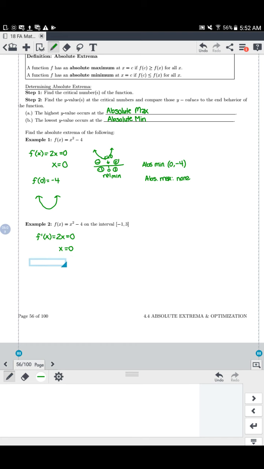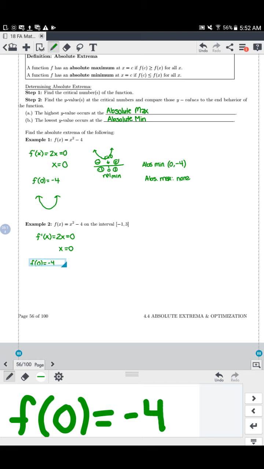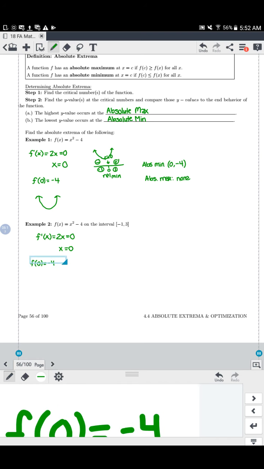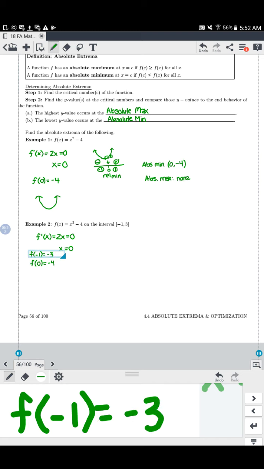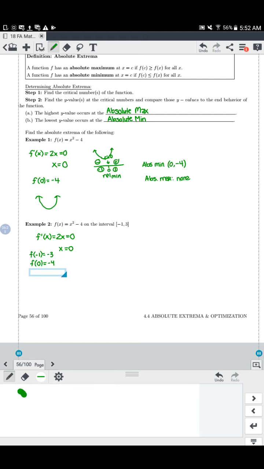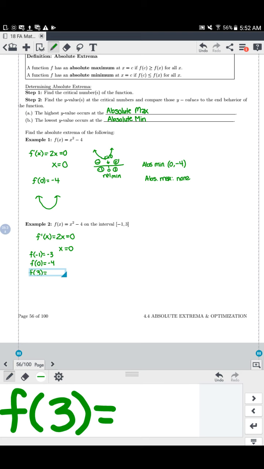So after you find your critical number, you plug it into the original function. 0 squared minus 4 is minus 4. And I just need to compare that to the endpoints. So my endpoint before that is f of negative 1. So I'd have negative 1 squared, which is 1, minus 4 is negative 3. And then I plug in my upper endpoint, f of 3, which is 9 minus 4, I have 5.